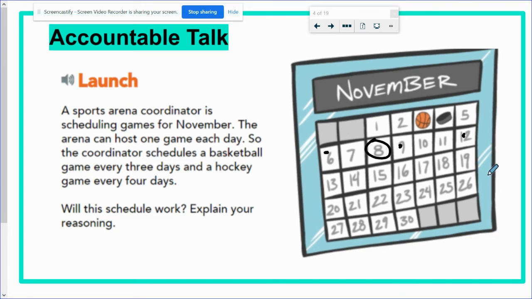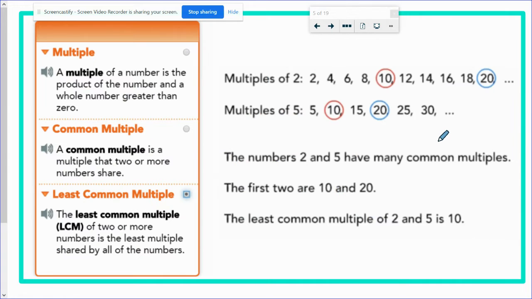All right, so hopefully you guys discovered that if I kept skip counting, on the 12th there would have to be a hockey and basketball game. And so the schedule would not work. And that is because 3 and 4 share what is called a common multiple of 12. Let's talk about what that means.